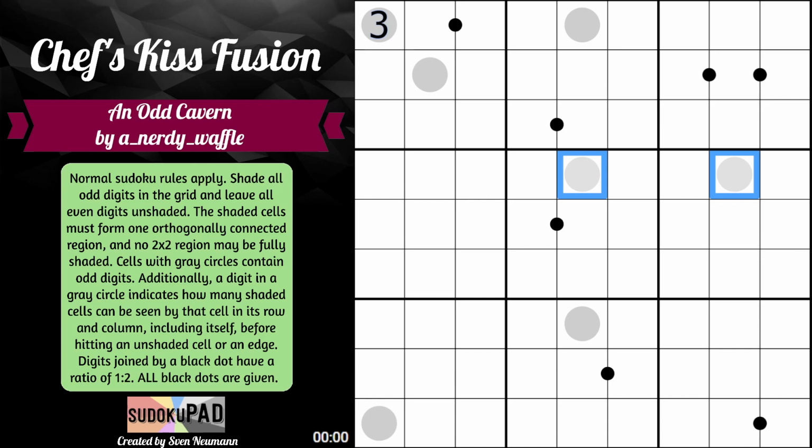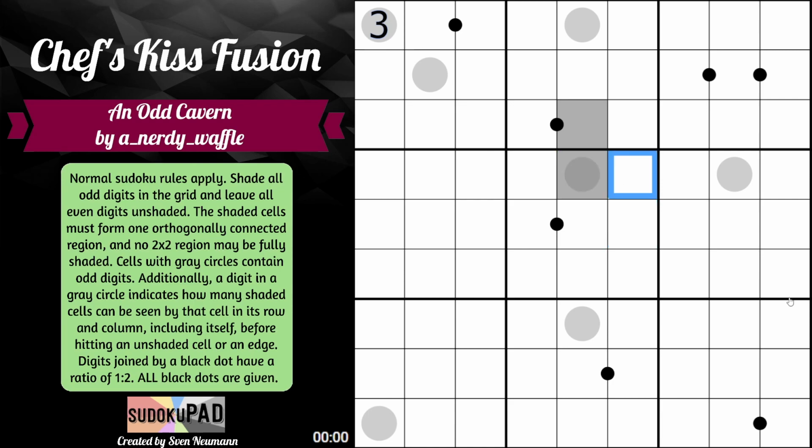So we'll do some coloring. Going back to the orthogonally connected rule, let's unshade that. This is orthogonally connected. These two cells are orthogonally connected. This is diagonally connected, so this is not sufficient. Then we have the next part of this, which is cells. A digit in a gray circle indicates how many shaded cells can be seen by that cell in its row and column, including itself, before hitting an unshaded cell or an edge.